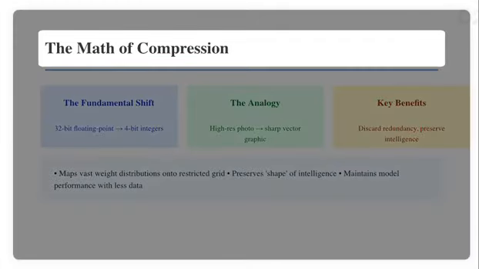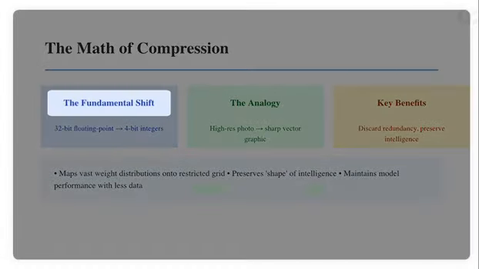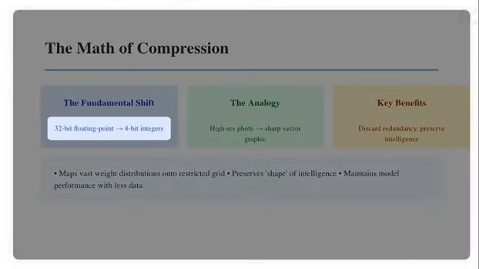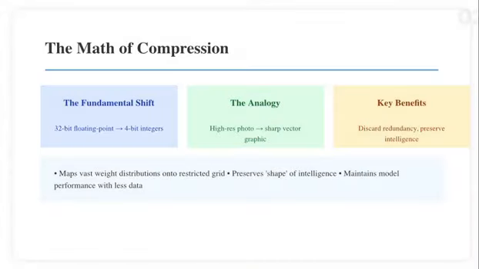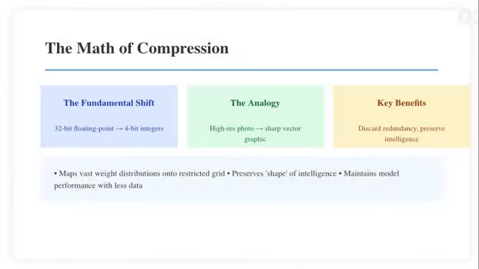Building on our previous discussion, let's explore the math behind compression. This is where the magic happens. Here, we transition from 32-bit floating point to 4-bit integers. This is the core of compression. This shift is like converting a high-res photo into a vector graphic, simpler but retaining the essential shape. This analogy helps us visualize how we preserve intelligence while discarding redundant data.